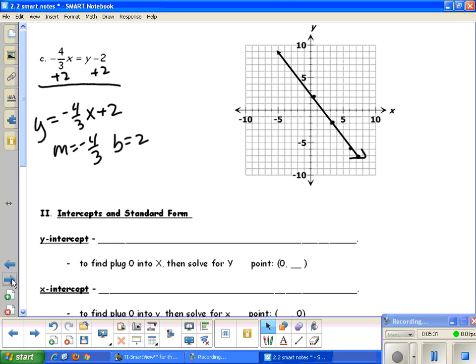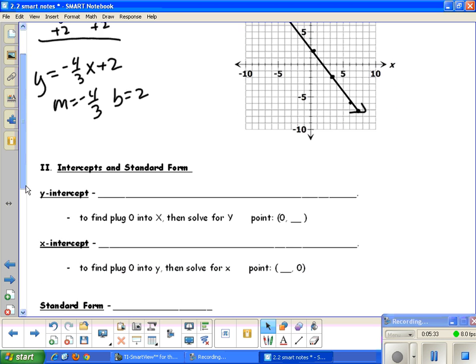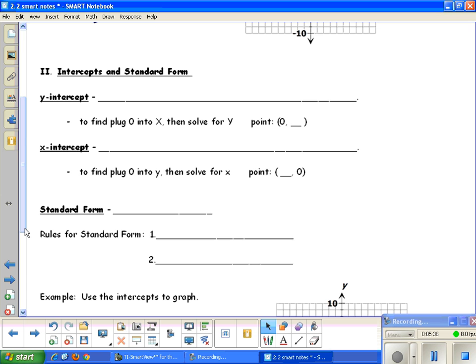So again, that should be some review. Now let's go ahead and talk about the intercepts and standard form. So the y-intercept is again the point where the line crosses the y-axis.